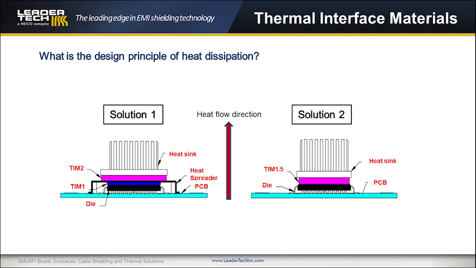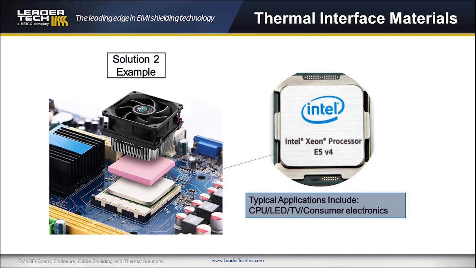Here is an example of Solution 2. Computer processors generate a lot of heat when operating. A thermal interface material is used between a computer processor and its heatsink to allow the heat to flow out of the processor.